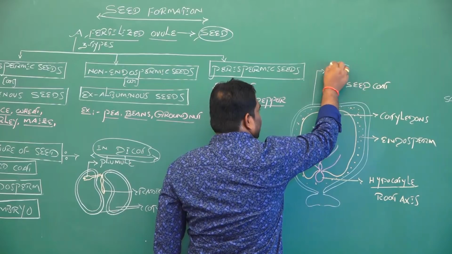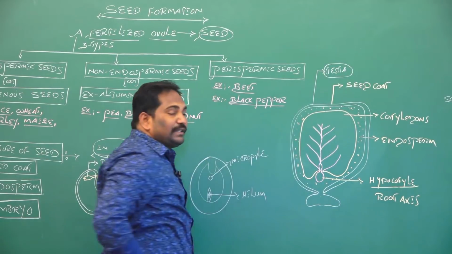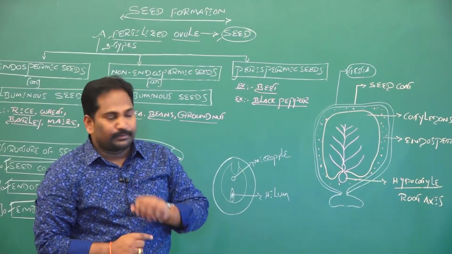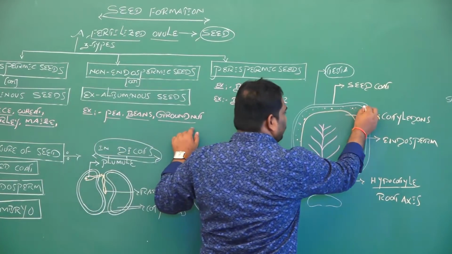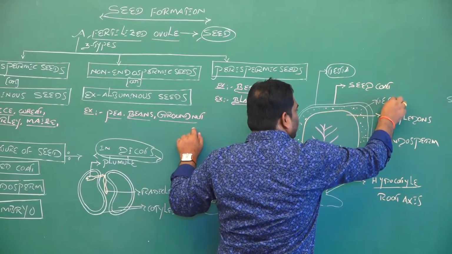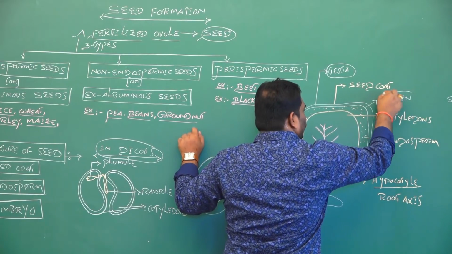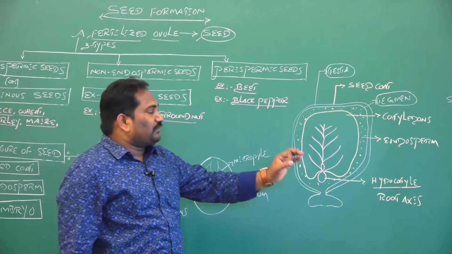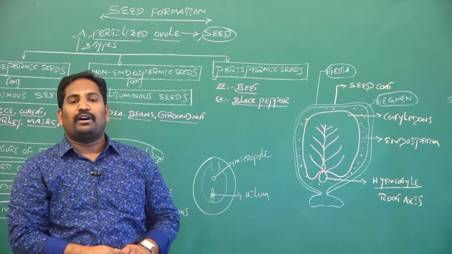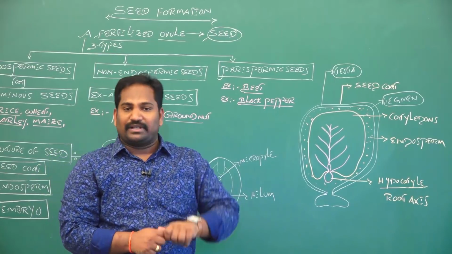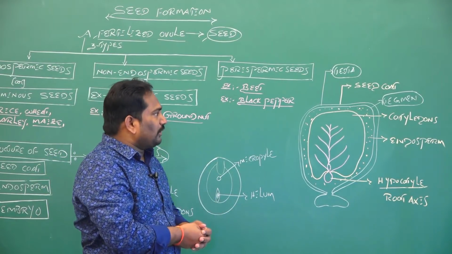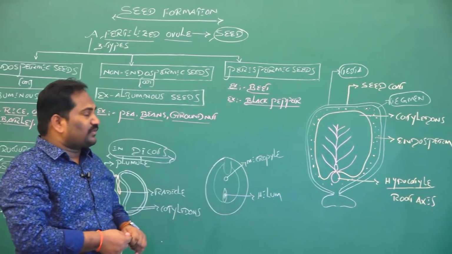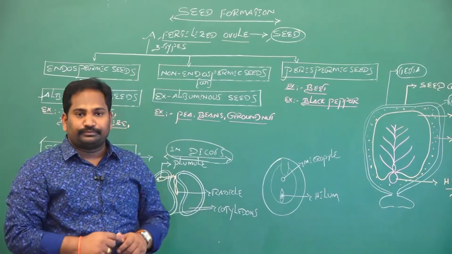The origin of testa, ontogenetically, is from the outer layer of integument of ovule. The inner layer of seed coat is called as tegmen. Ontogenetically, the origin of inner seed coat or tegmen is from the inner layer of ovule or inner integument. These are the origins of seed coat, testa and tegmen. The main function of seed coat is protection.